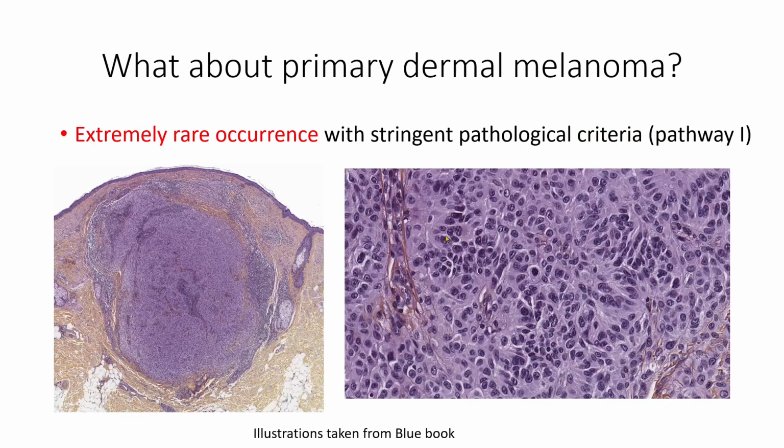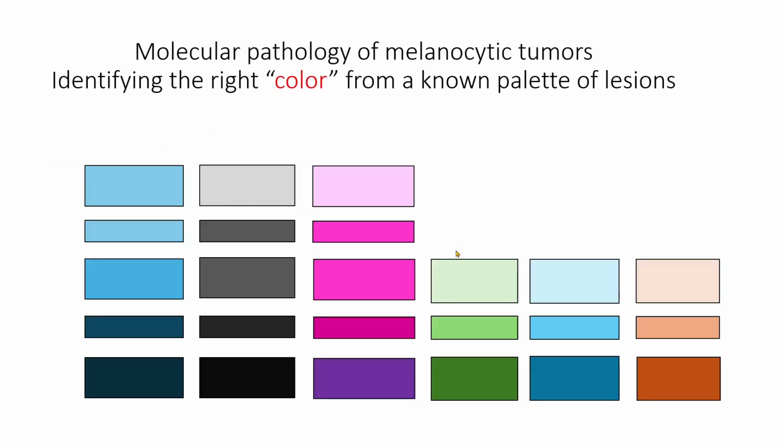And regarding primary dermal melanoma, this is something extremely rare, and we have to have very important criteria to make sure it's not a relapse, it's not a metastasis, for example. So molecular pathology of melanocytic tumors is really identifying the right color from a known palette of lesions. We're going to see in which family we are and try to find out how far we have progressed from the early stages to the late stage melanoma.